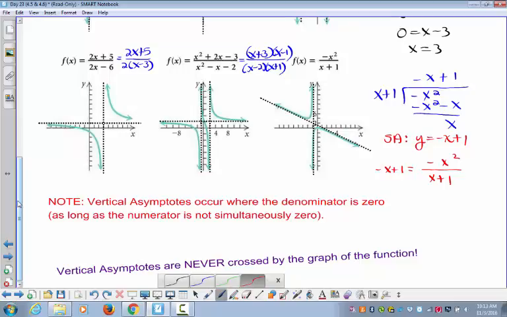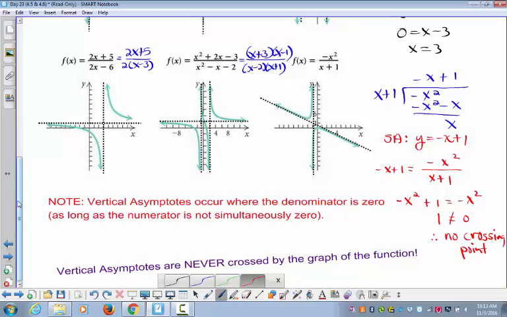Multiply both sides, so we get negative x squared. I'm foiling here. Right? Negative x squared, and then plus x and minus x cancel, and then plus 1 equals negative x squared. Add x squared to both sides. 1 equals 0. Are there any solutions? No. 1 is not equal to 0. Therefore, no crossing. The asymptote is not crossed. No crossing point.